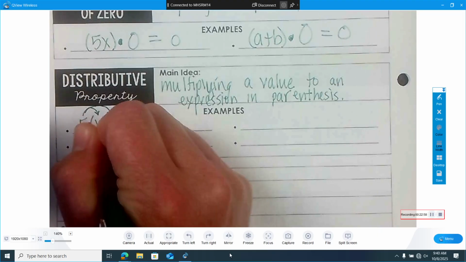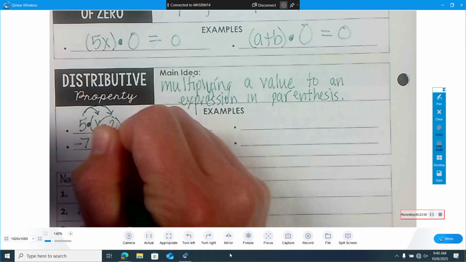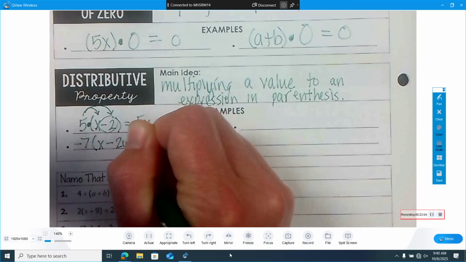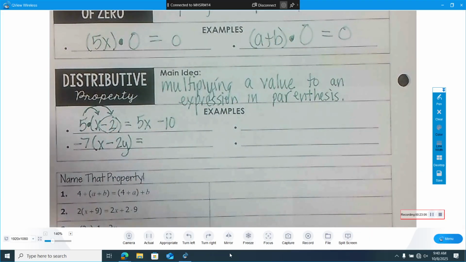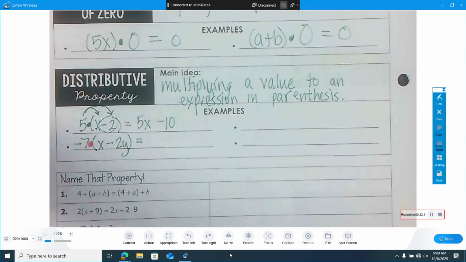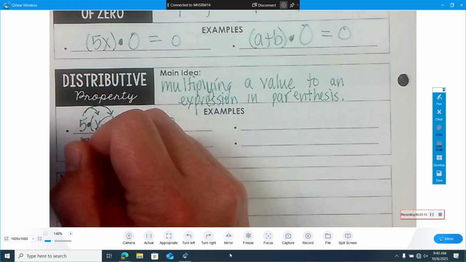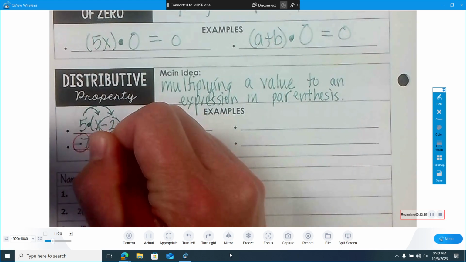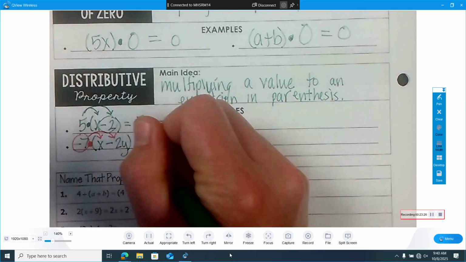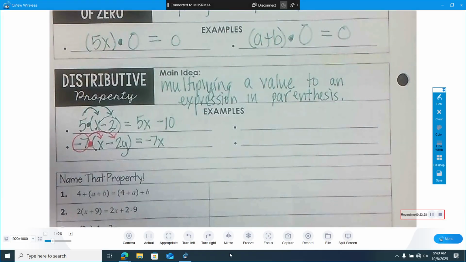Negative 7 times x minus 2y. So again, this is negative 7 times the whole group. And so it wants to be shared. We want to take negative 7 and share it to both things inside the parentheses. So what is negative 7 times x? Negative 7x. Easy. They just get stuck together.